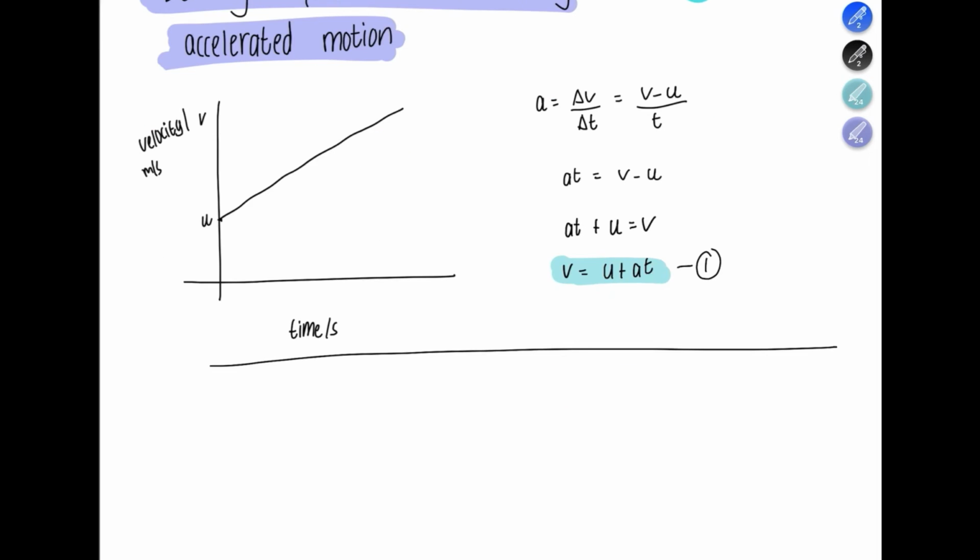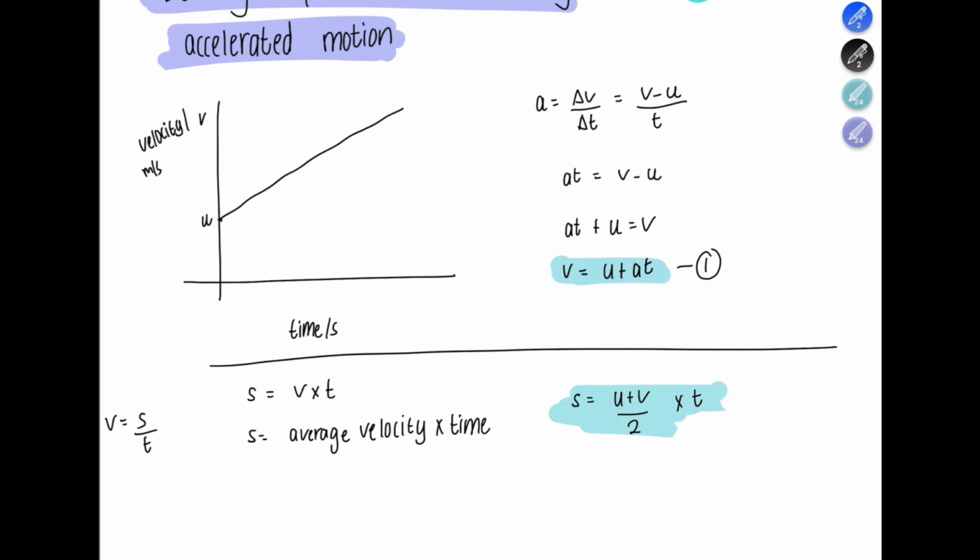Okay, for equation number 2, remember s is the displacement of an object. If you remember, velocity equals displacement over time. So displacement equals velocity multiplied by time. But what if you need to find the average velocity? So s equals average velocity times time. For the average velocity of u and v, you just have to add them, u plus v divided by 2, multiplied by time. And this is the formula when you need to find an average of two quantities: add them together, divide by 2. So this gives you your equation number 2.